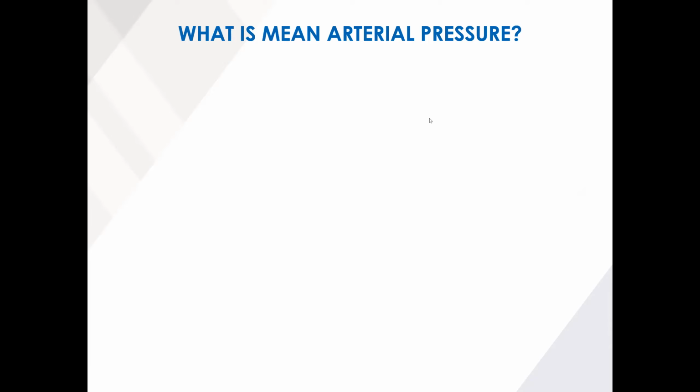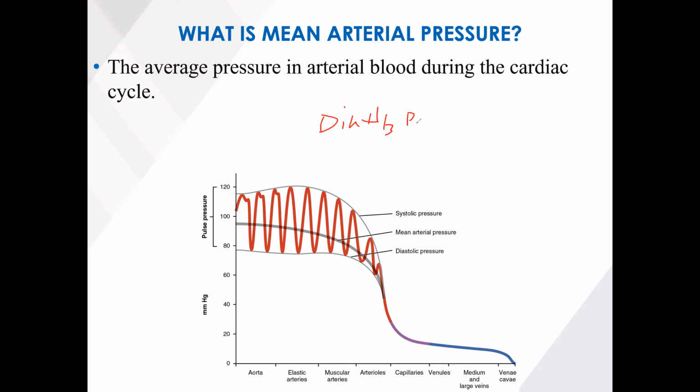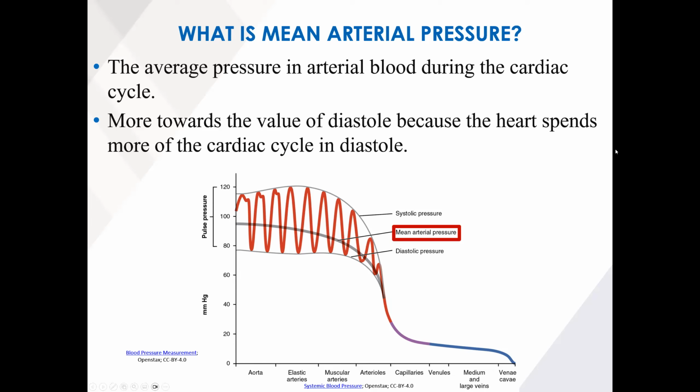And if you want another calculation, right, it is diastolic plus 1/3 pulse pressure. Ooh, I am terrible at writing with a mouse. But that says diastolic plus 1/3 of pulse pressure. And the reason why it's closer to the diastolic value is just because you spend more time at rest than you do during systole. And that's just because you're in the rested state for the most part.